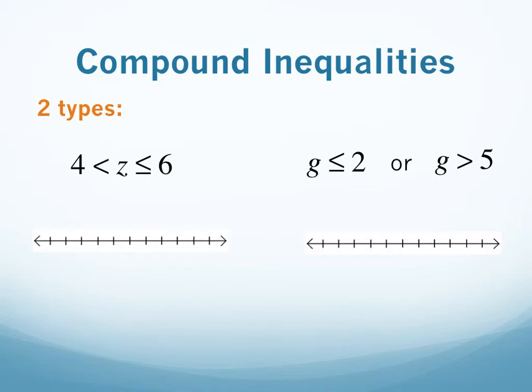Okay, now we're going to talk about compound inequalities. There's two different types. There's this one on the left. This is called an and inequality. It's two inequalities put into one. And then there's the or inequality on the right.